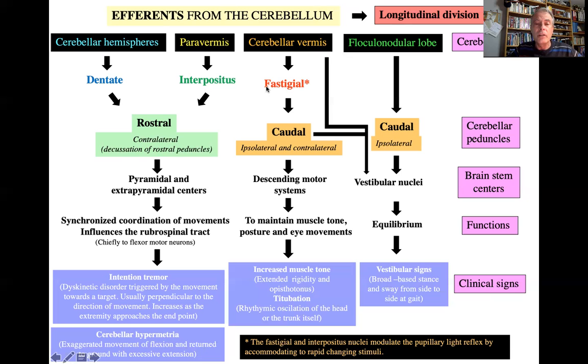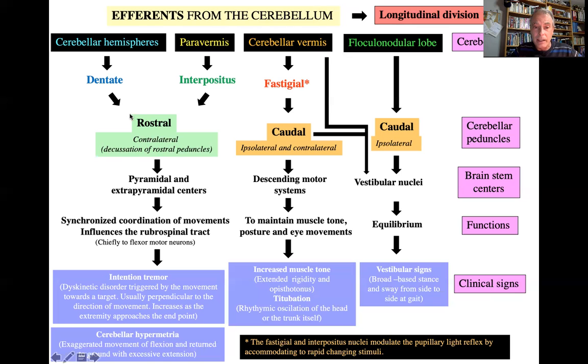The paravermis, which is lateral to the fastigial nucleus, is the interpositus. And lateral to the interpositus, the dentate nucleus. So the paravermis projects to the interpositus and the rest of the cerebellar hemispheres to the dentate nucleus. Both dentate and interpositus are projecting through the rostral cerebellar peduncle or brachium conjunctivum.